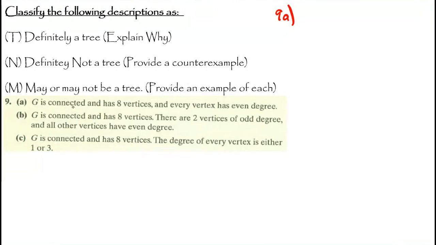G is a connected graph, and it has 8 vertices, and every vertex is even degree. Well, once we see that, we can recall from our earlier chapter that this is the requirement for an Euler circuit. So the graph must have a circuit in it, therefore it is definitely not a tree.